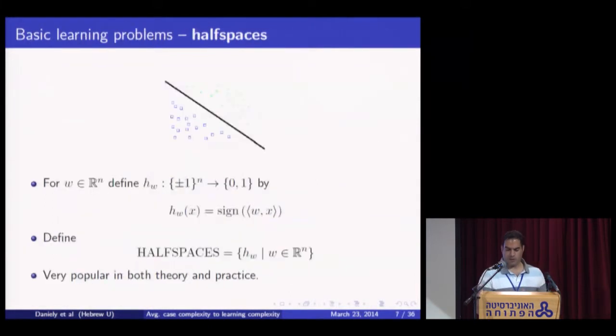Okay, so what are the basic learning problems that we're interested in? Maybe the most basic problem is the problem of learning half spaces. Here we look at the following functions. For every vector w in R^n, we define a function from the Boolean cube to {0,1} as follows: h of x is the sign of the inner product of w and x. So this is a function such that the pre-image of 1 is a half space. This is a very popular class, both in theory and in practice, and we know a lot about this hypothesis class and the corresponding learning problem.